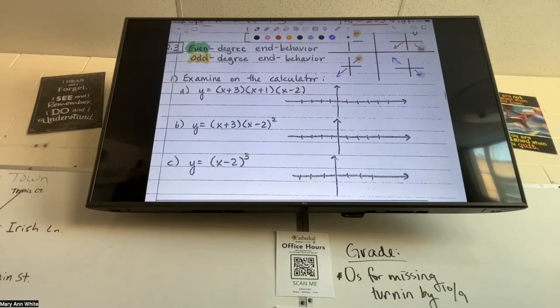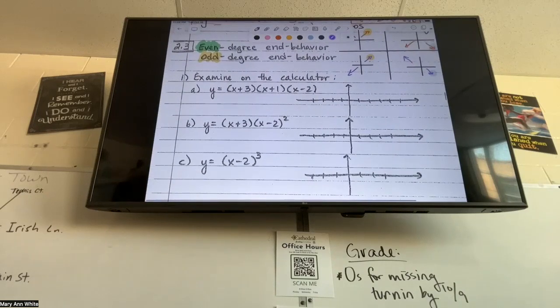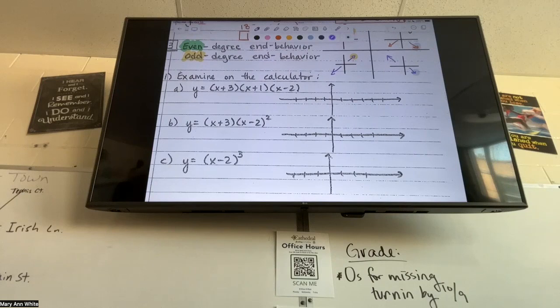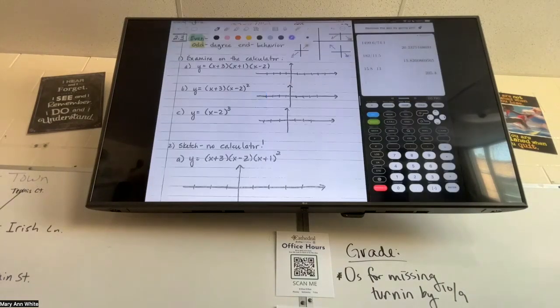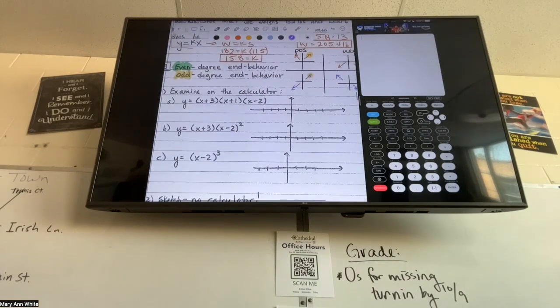Okay, so we're going to graph these on the calculator first. So go ahead and get your graphing calculator out. Again, this should be a bit of a review. So if you're like, I know what those are supposed to look like, awesome. But it's good to practice putting them into the calculator. Make sure everything's cleared out, everything's back to normal. And I'm going to start by graphing this first one, y equals parentheses x plus 3, parentheses x plus 1, parentheses x minus 2.